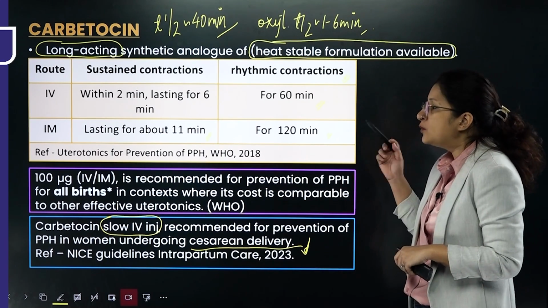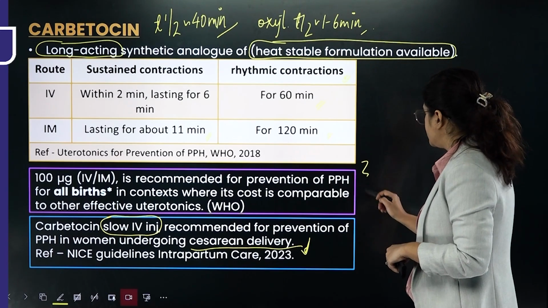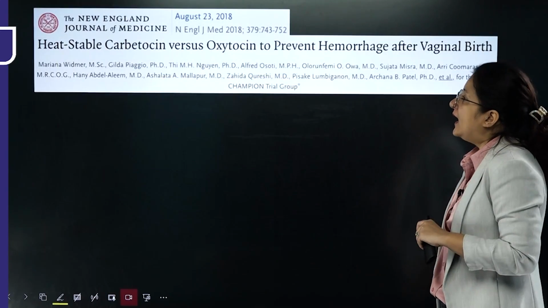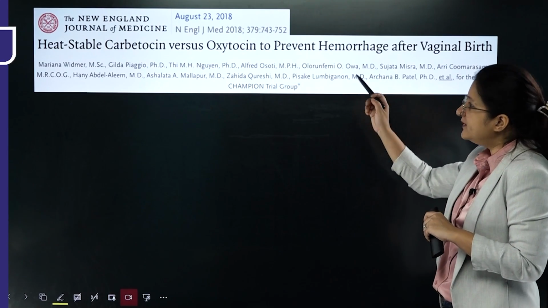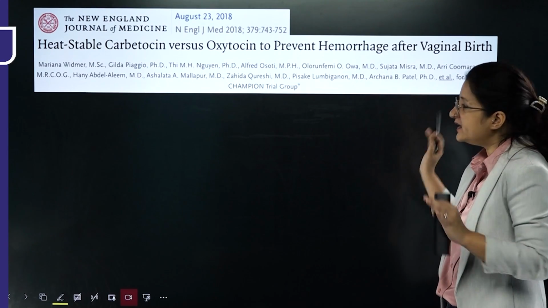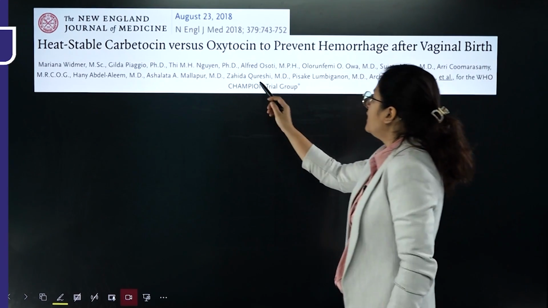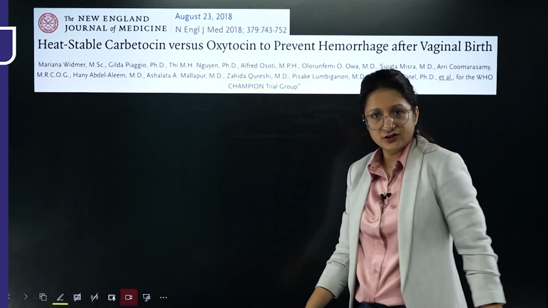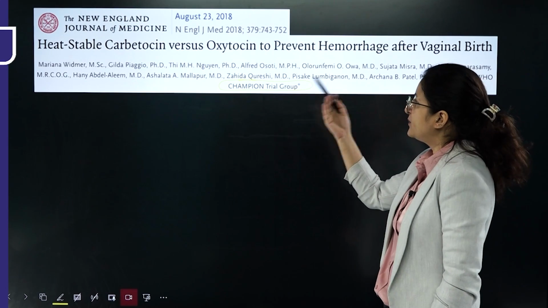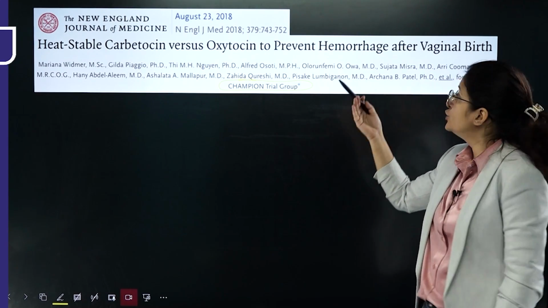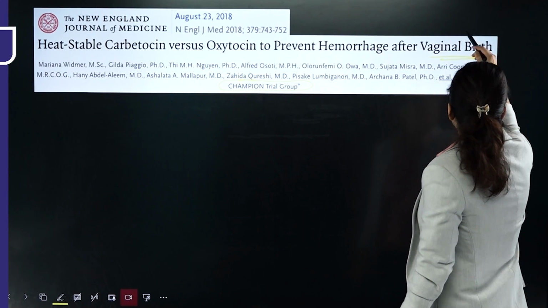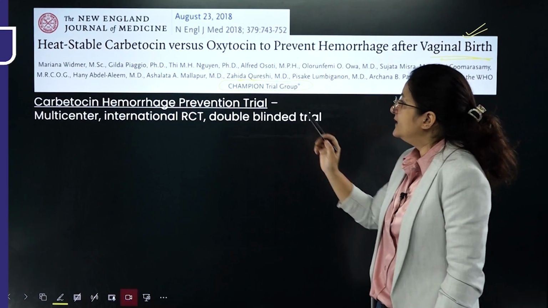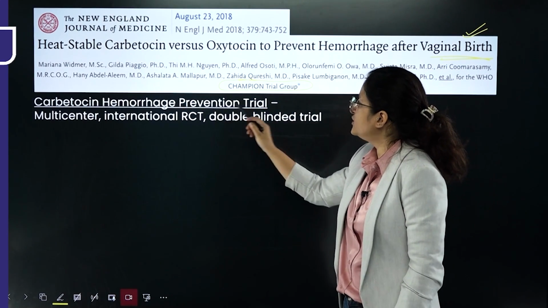And you will be questioning, then why does the WHO come up with this recommendation that it is recommended for all births? Understand here that the evidence regarding that is from this very huge study, the CHAMPION Trial Group. Okay, and this was published in the New England Journal of Medicine. Heat stable carbetocin versus oxytocin to prevent hemorrhage after vaginal birth. So they conducted this study, which was the carbetocin hemorrhage prevention trial.